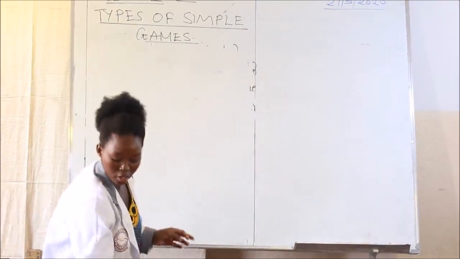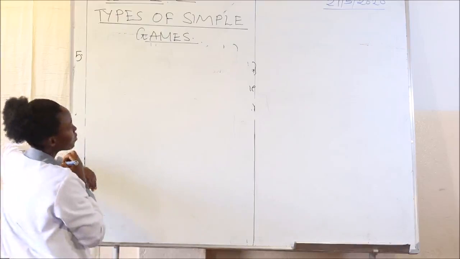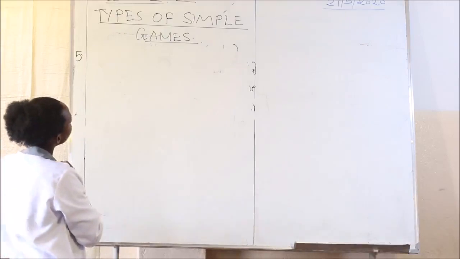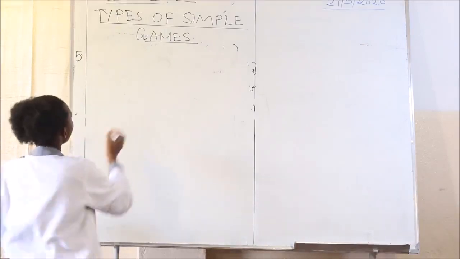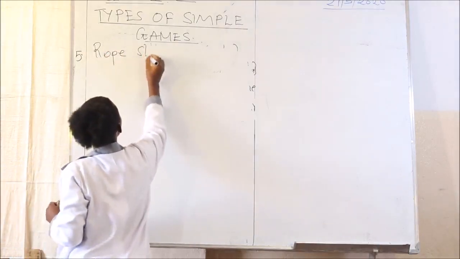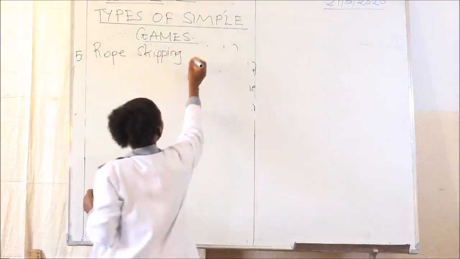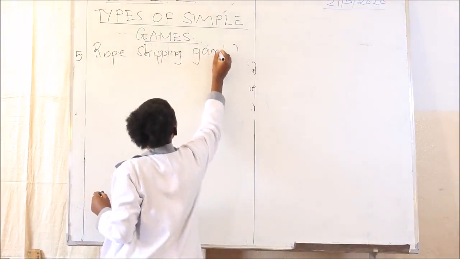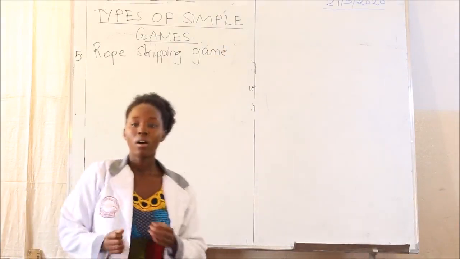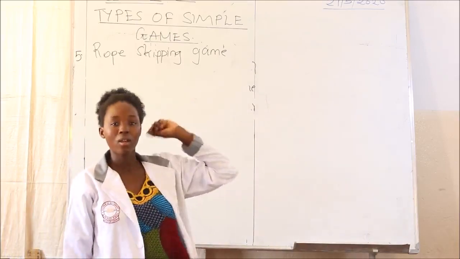Now we are going to number 5. Number 5, we say it is rope skipping game. What is this rope skipping game? Rope skipping game. What does it mean?